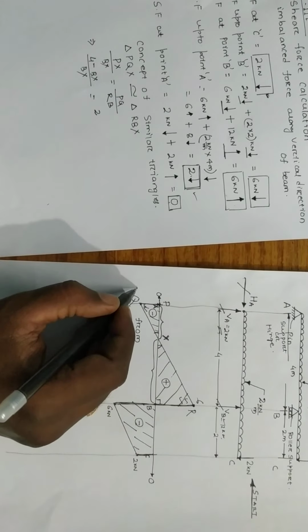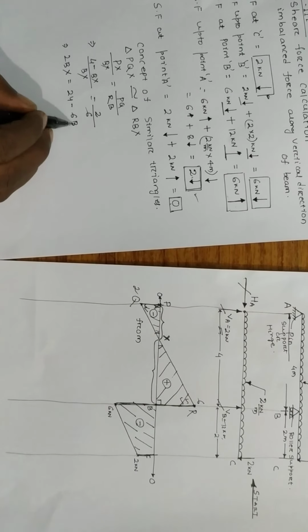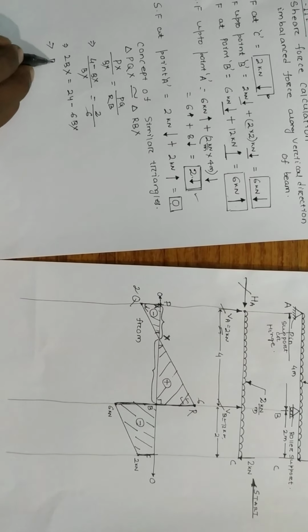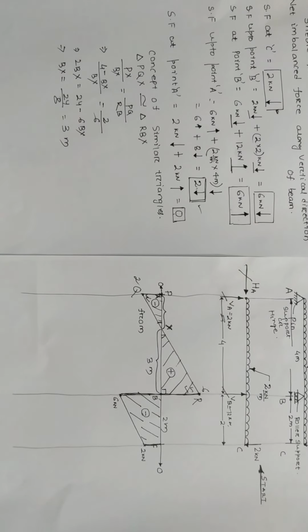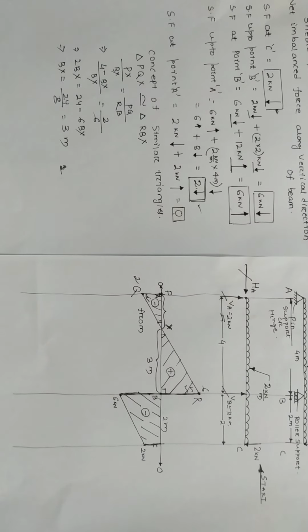So I can write 2BX is equal to 24 minus 6BX, or BX will be 24 by 8, and x is equal to 3 meter. That means this distance is 3 meter. This is 2 meter. So at a distance of 3 meter from the right hand support at B, the shear force is changing its sign. Okay, over. This is complete. Shear force calculation complete.